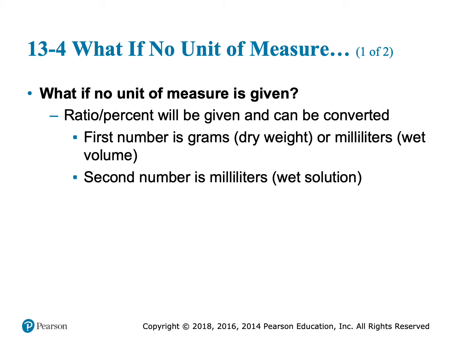So what if a unit of measure isn't given? If no unit of measure is given, a ratio or percent will be given instead. So it's critical to remember that in ratios on medication labels, the ratio is grams, or the dry weight or solute, or it could be in milliliters as well, to milliliters, which is the wet solvent, right, which the two combined makes a solution. So it's almost the same for percent.